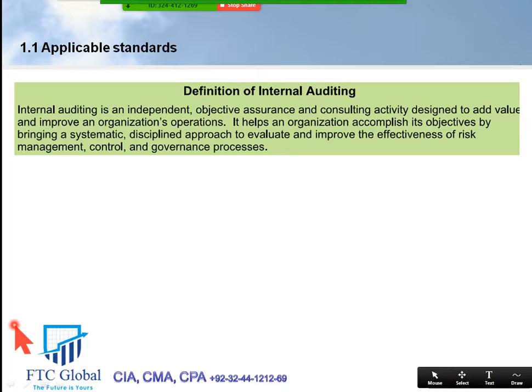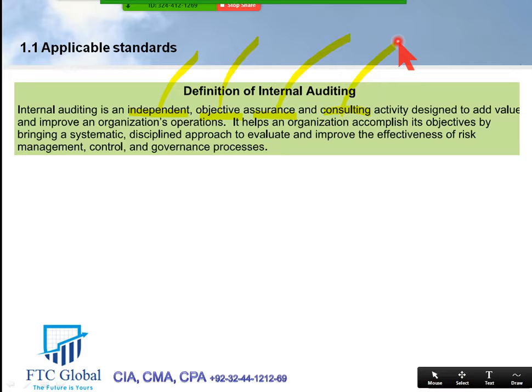Internal auditing is an independent, objective activity. So we are independent and objective. These are the two features of our work. And we do two types of work. We provide assurance and we provide consultancy and advisory. So we have understood four things. First of all, internal auditing is an independent and objective activity that does two types of work for an organization: assurance and consulting.